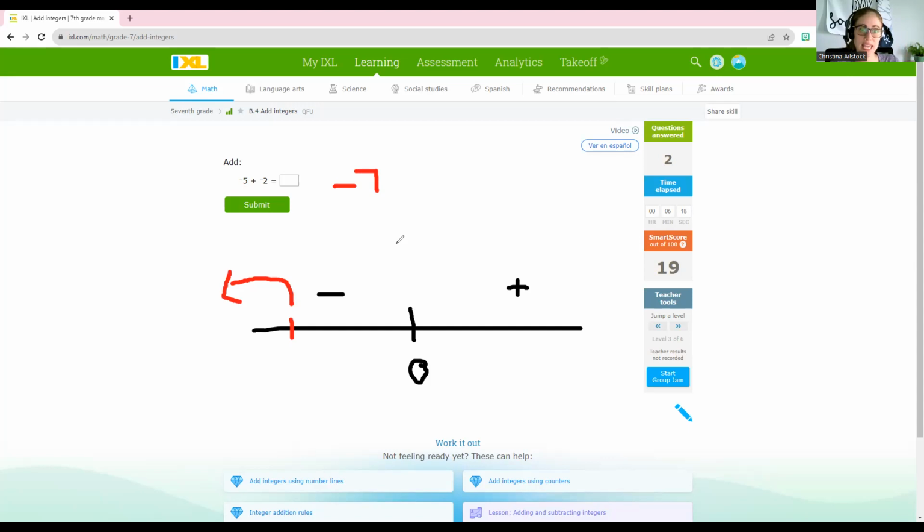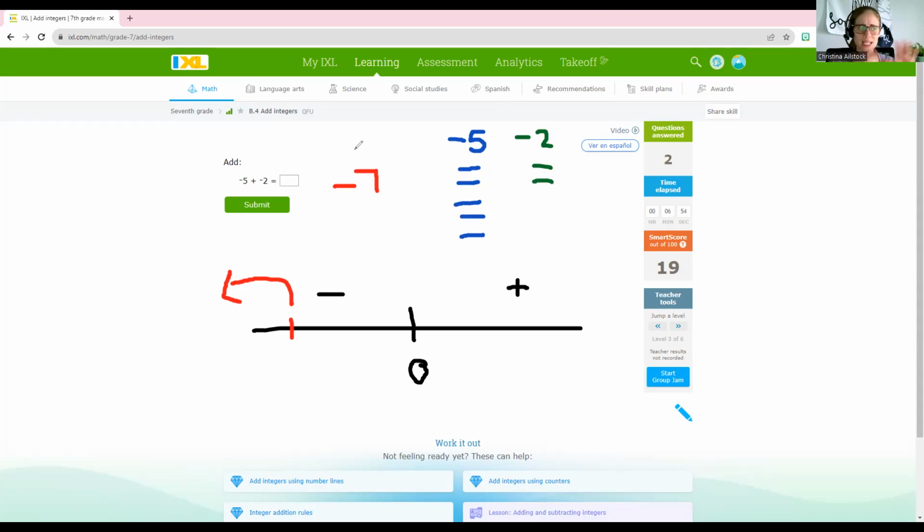All right, let's look at this one using counters, if you want to see how counters can work for a problem like this. Well, if we use our counters, we have -5, so that means we have 5 negatives, 1, 2, 3, 4, 5, and then we're adding a -2, so we have 2 more negatives. I don't have any 0 pairs here. I don't have any pluses and minuses that can cancel each other out. So we just add all of it up together and we have 1, 2, 3, 4, 5, 6, 7 negatives, giving us that answer of -7.